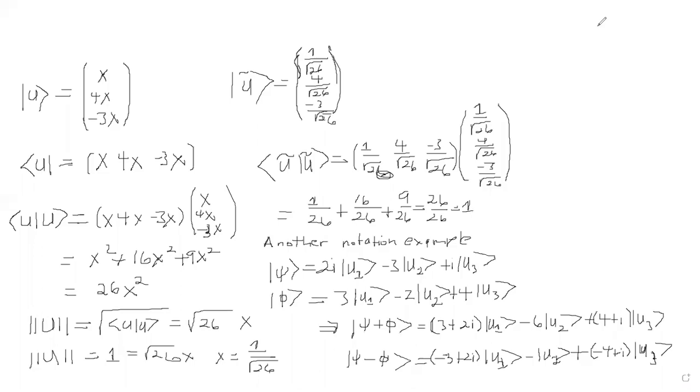Simple ket addition in notation. So you see here a ket u, which is a column vector. This is what's normally seen in quantum mechanics.